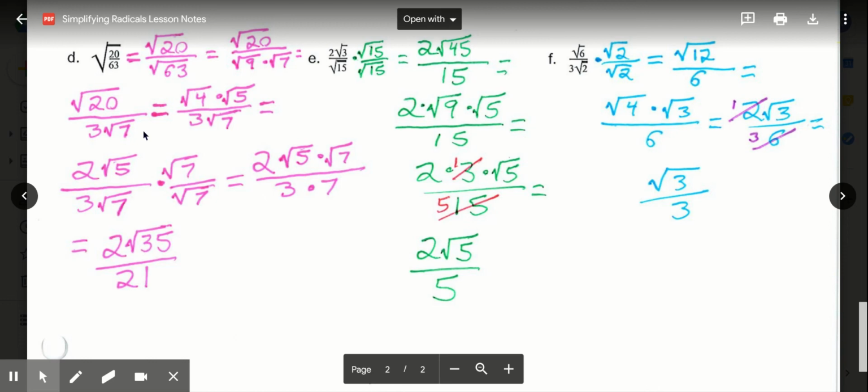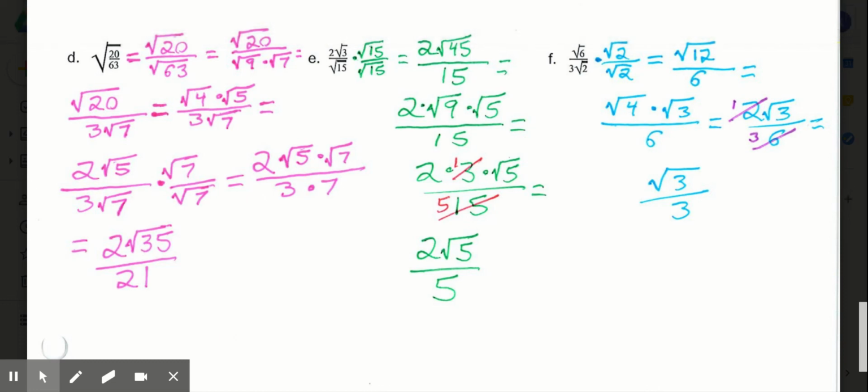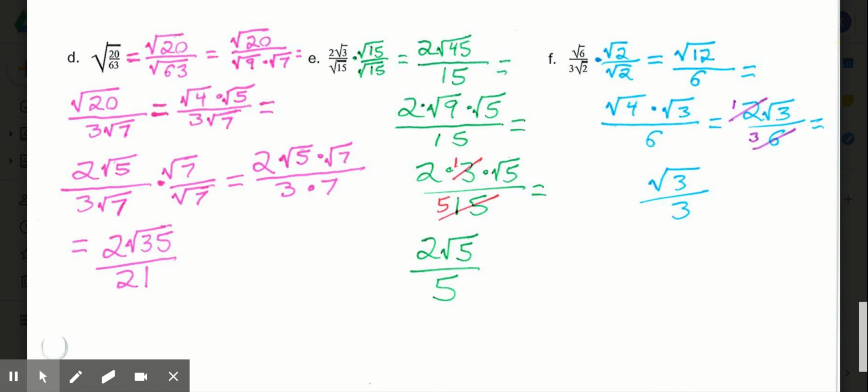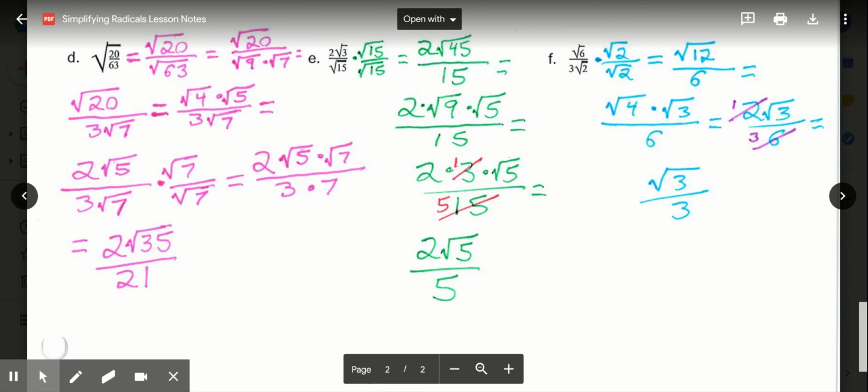Then before I worry about anything else, I could also factor the top. It has the perfect square of 4, which becomes 2. So now my answer is 2 square root of 5 over 3 square root of 7. I have to get rid of the square root of 7 from the bottom. So both top and bottom get multiplied by square root of 7. So the top becomes 2 square root of 5 times square root of 7. And the bottom is just 3 times 7. So we get 2 square root of 35 over 21.